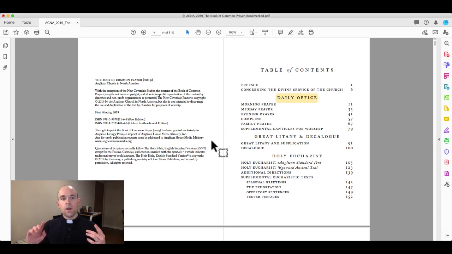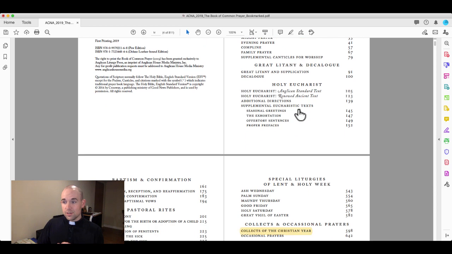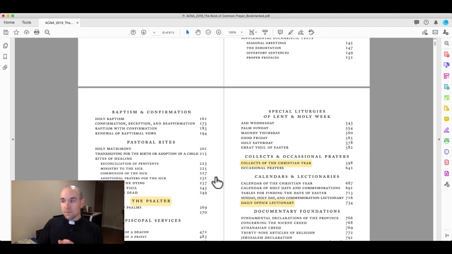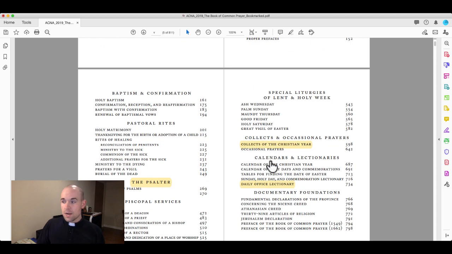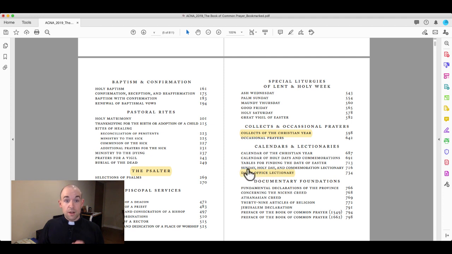Okay, so the first thing I want you to know is that you're not going to use most of the Book of Common Prayer if you're using it on a daily basis. The second thing is that you are going to use these 4 hotspots: the daily office section, the Book of Psalms, the collects of the Christian year, and the daily office lectionary. Those are the 4 sections of the Book of Common Prayer that you're going to find yourself using on a regular basis to pray daily, right?